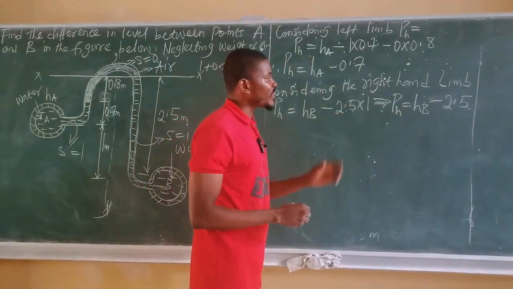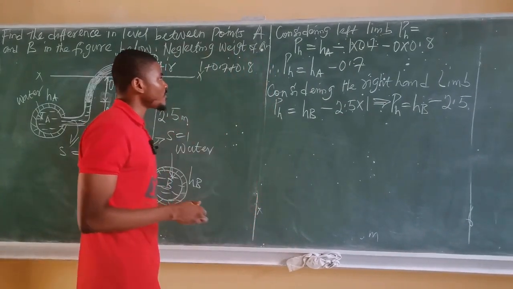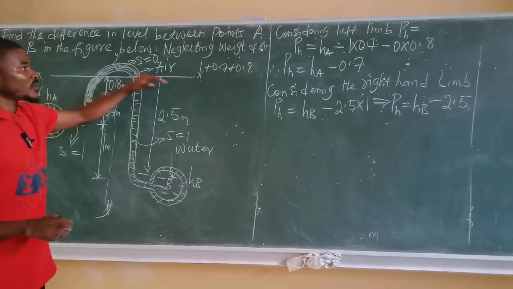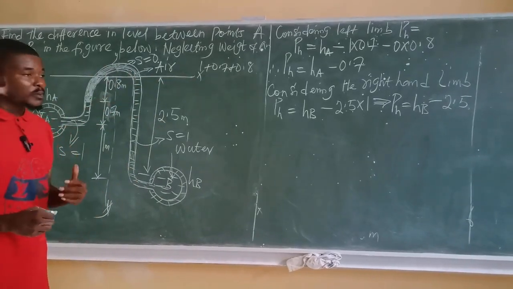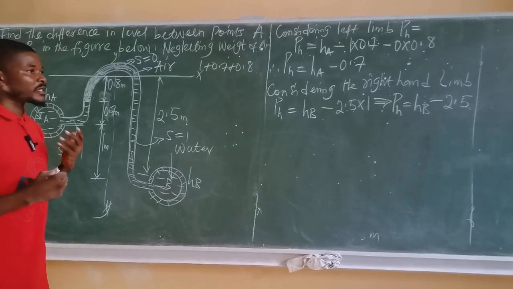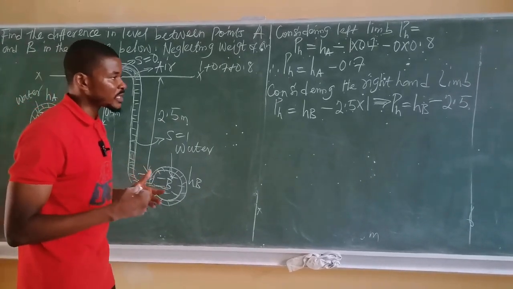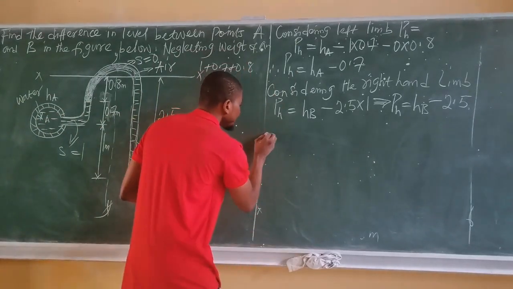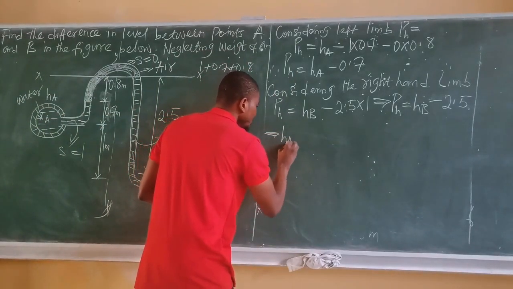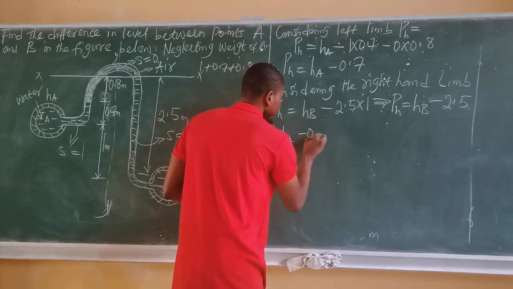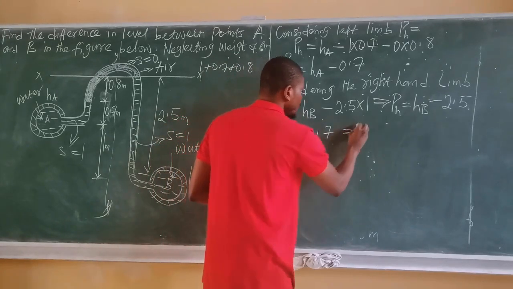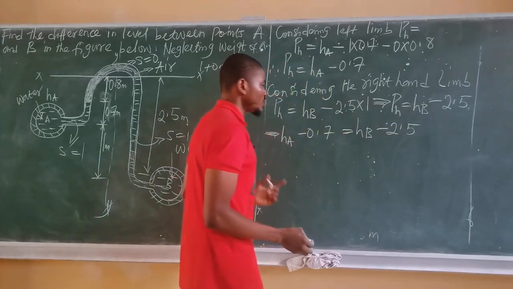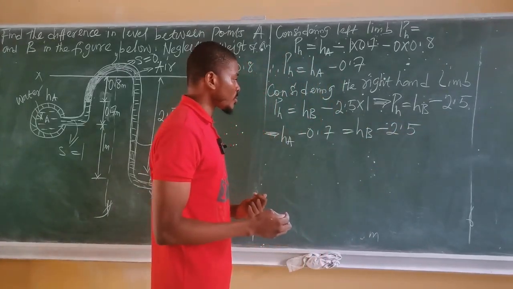Now, from the equilibrium condition, at the section point XX, that's the equilibrium point, the total pressure head on the left hand limb equals the total pressure head on the right limb. Therefore, you equate the two of them. This implies that HA minus 0.7 is equal to HB minus 2.5. So these two are equal from the equilibrium condition.